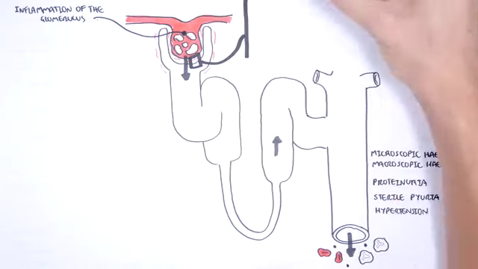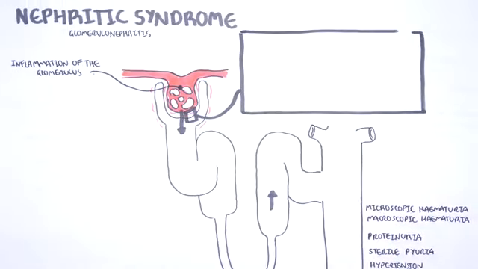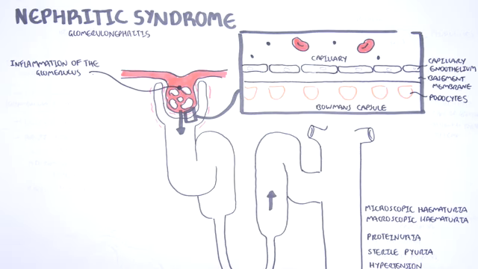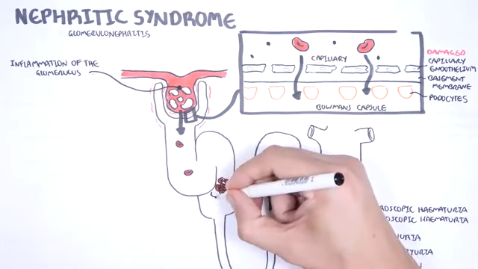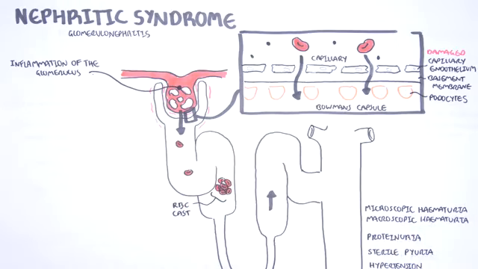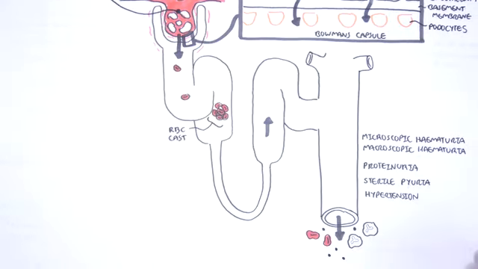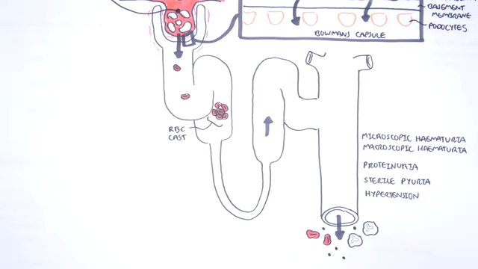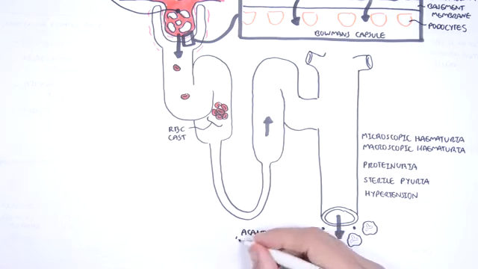Glomerulonephritis is not nephrotic syndrome. Inflammation of the glomerulus causes glomerulonephritis, nephritic syndrome, and this damages the glomerular capillary. The porous basement membrane allows red blood cells to leak out, resulting in hematuria. The red blood cells can stick together in the renal tubule, forming red blood cell casts. Red blood cells that pass through the casts and tubules can become dysmorphic red blood cells called acanthocytes.